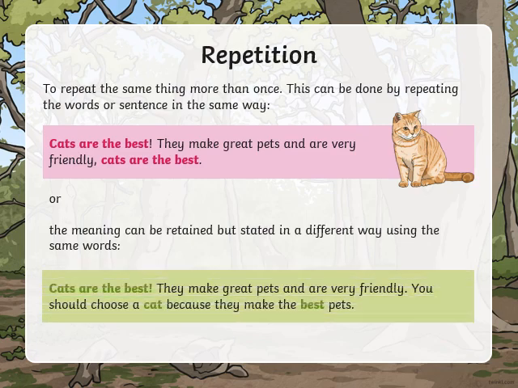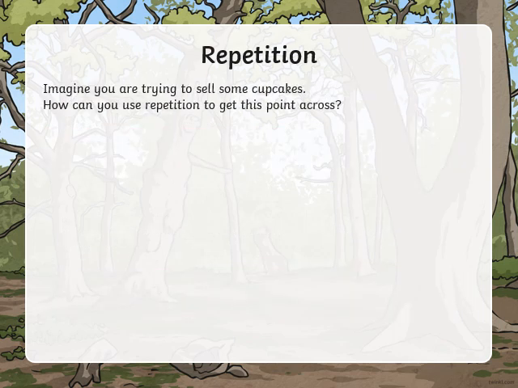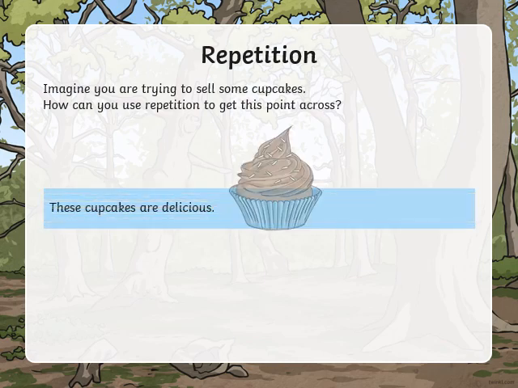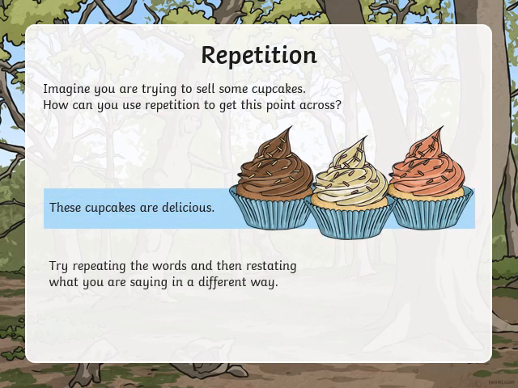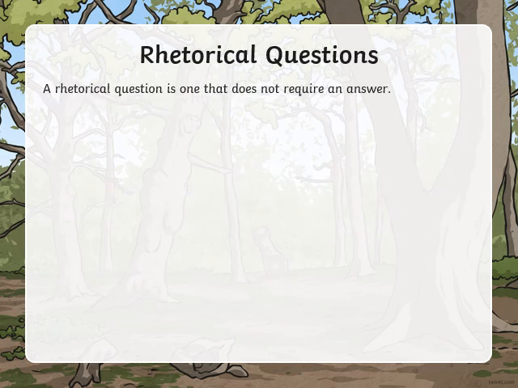Like, cats are the best. They make great pets and are very friendly. You should choose a cat because they make the best pets. If you are going to write a sentence like these cupcakes are delicious, you can use the repetition device.